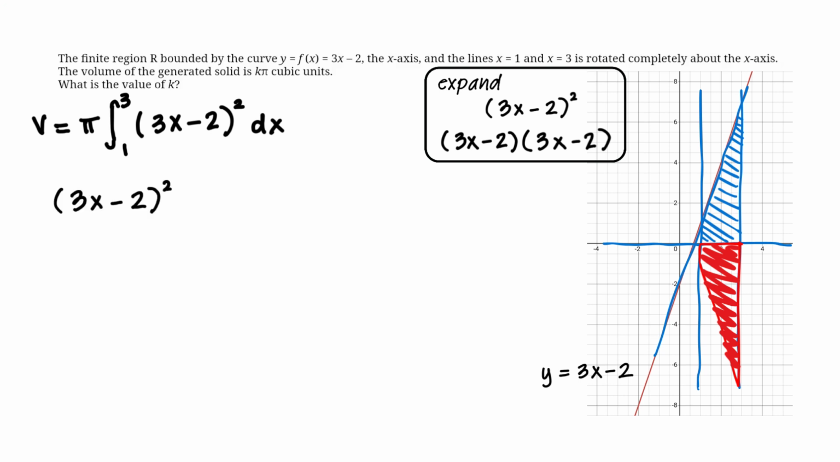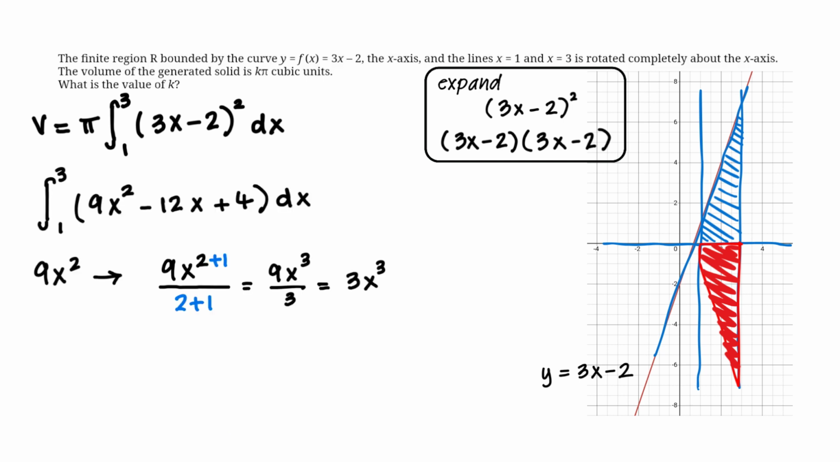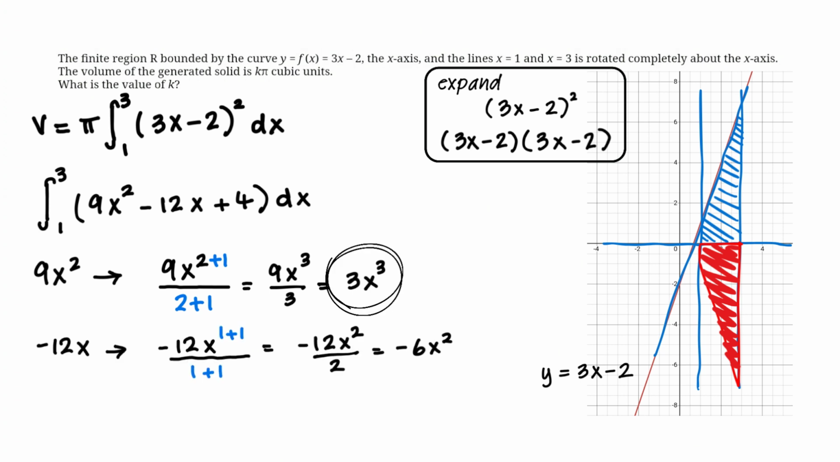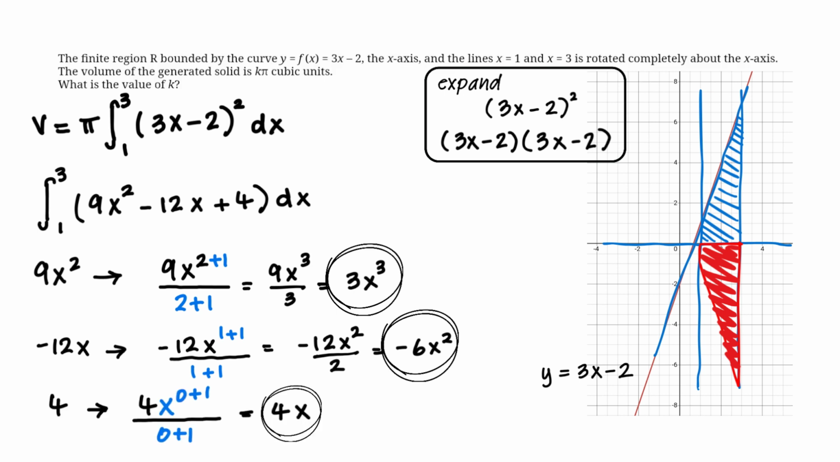So, the quantity 3x minus 2, all squared becomes 9x squared minus 12x plus 4. Now, we integrate each term using the power rule. The first term, 9x squared, becomes 3x cubed. The second term, negative 12x, becomes negative 6x squared. The last term, 4, becomes 4x. So, our integral becomes 3x cubed minus 6x squared plus 4x.